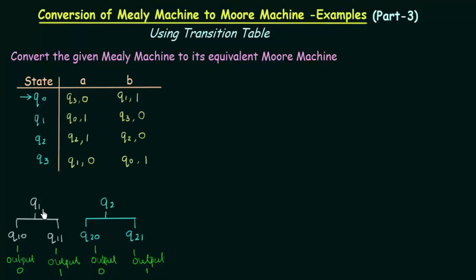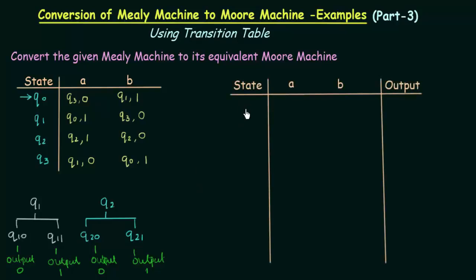Now we see that we have obtained new states when we split these states Q1 and Q2. Now using these new states that we have obtained, let us draw the transition table for the Moore machine. So first let us fill up the column for states. So we have state Q0 in the beginning, and when you come to Q1, you see that Q1 was split into two states, Q10 and Q11. So we'll have state Q10 and state Q11, and then state Q2 also was split into two states, Q20 and Q21. And then Q3, nothing was changed in Q3, so we leave Q3 as it is.